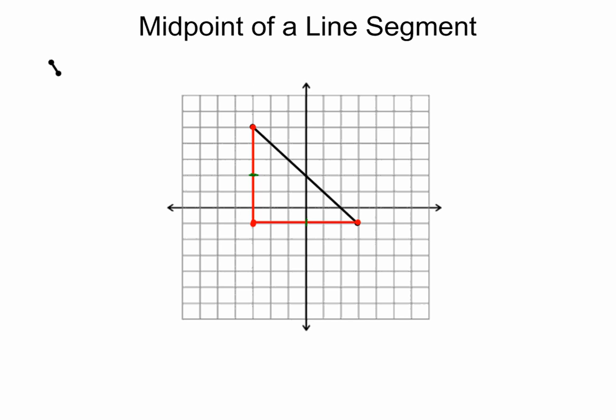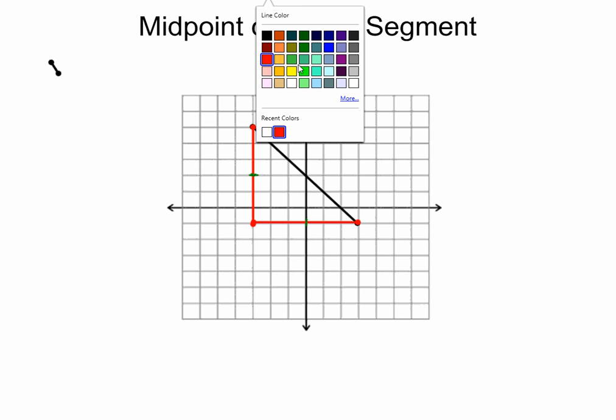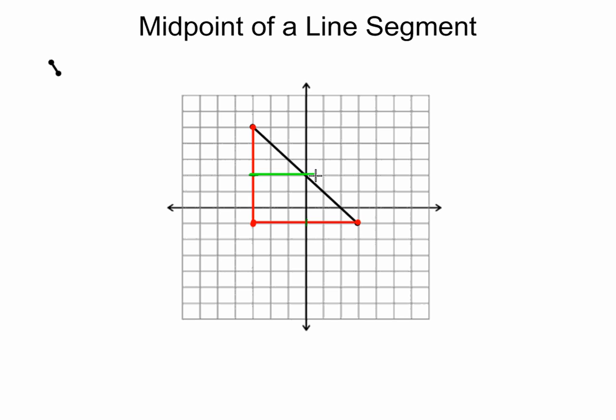So whenever I combine the two, let's make this green. When I combine the two things and I try to find the point where they cross on the line, it's right there. So this point right here is the midpoint of that line segment.